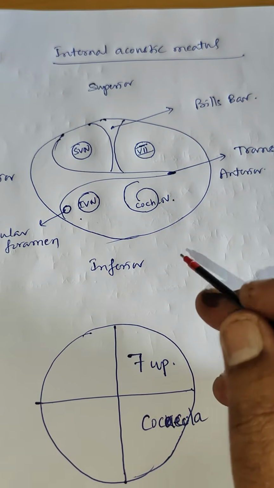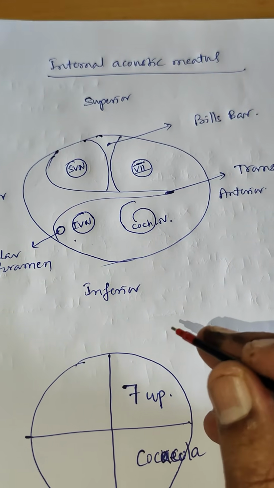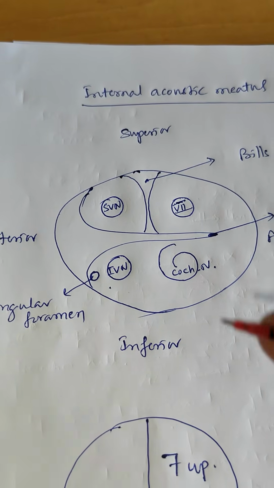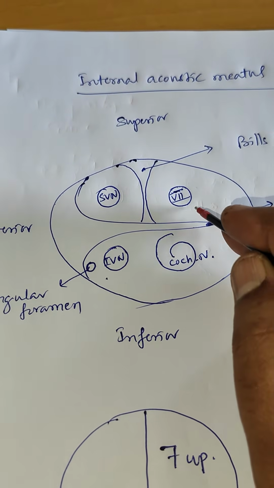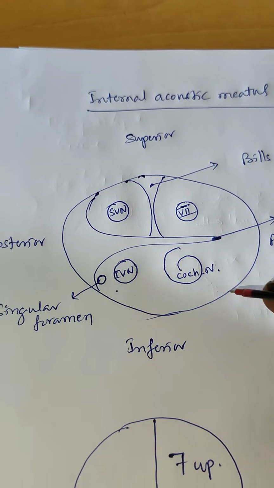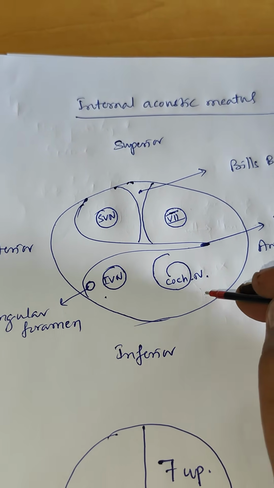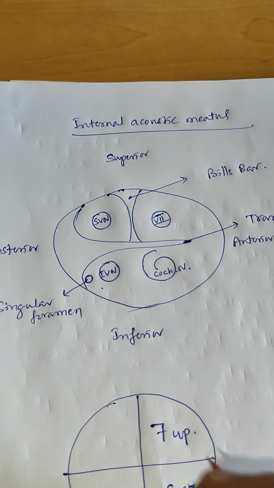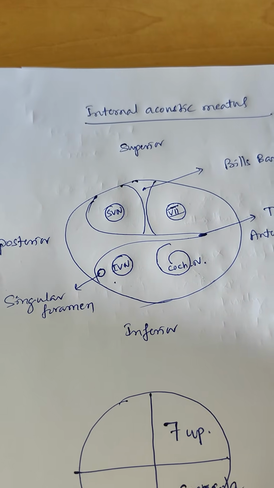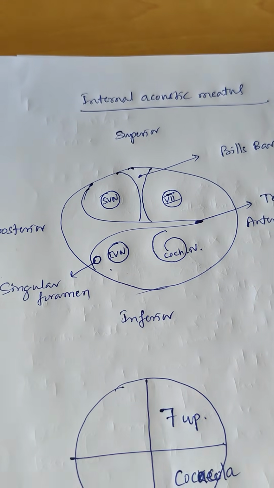So just to remember, not to confuse between the seventh and eighth cranial nerve, we can remember 7 up. 7 up means the seventh cranial nerve is in the superior compartment and the eighth cranial nerve down, Coca-Cola down. That's how we can remember the structures passing through the internal auditory meatus. Apart from this, we have labyrinthine vessels also passing through the internal auditory meatus.